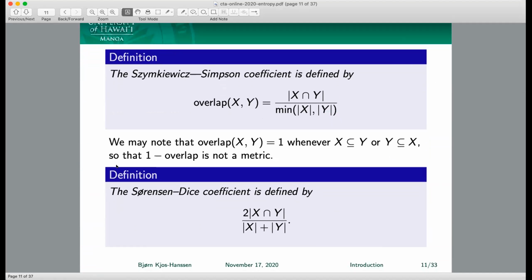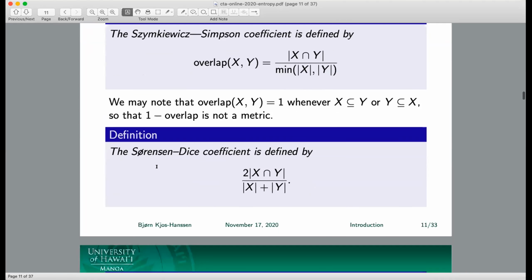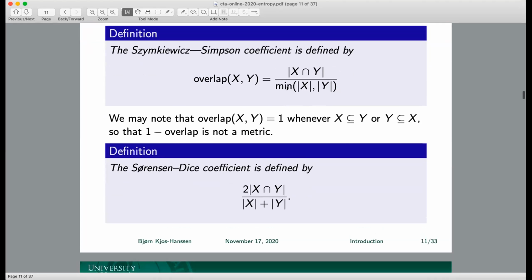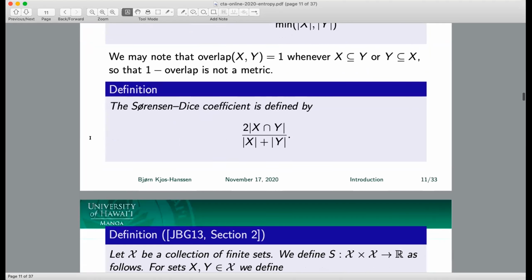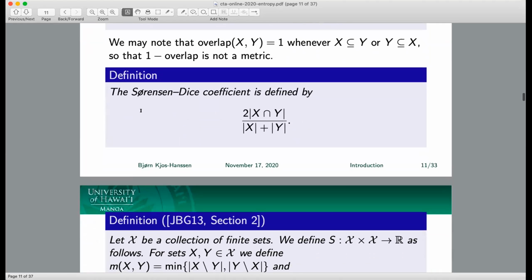Okay, so how about some examples of these? This general setting has Jaccard distance as one example. There are some other exotic things like the Simpson-Szymkiewicz coefficient, which is defined this way. It's not a metric. Even if you take 1 minus it, even if you try to make it look like a metric, it doesn't quite work. Another one that's famous in some quarters is the Sørensen-Dice coefficient. This is another variation of this.